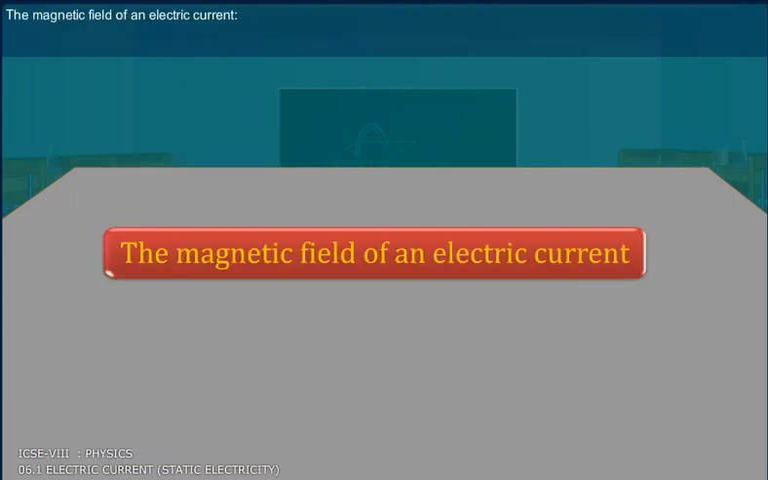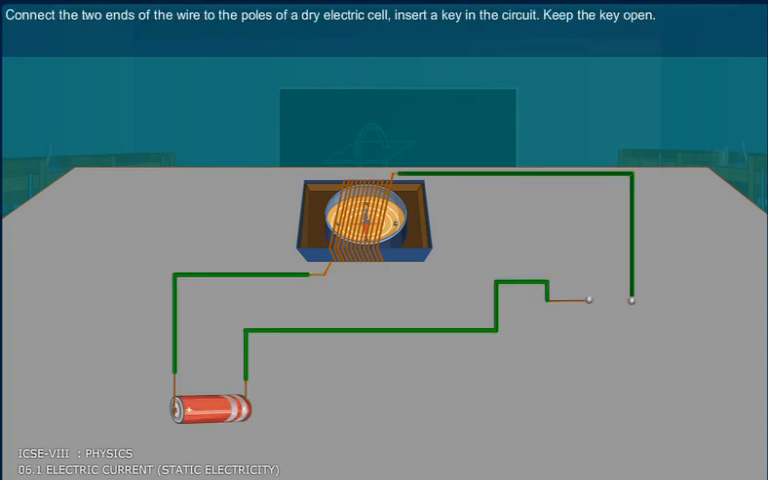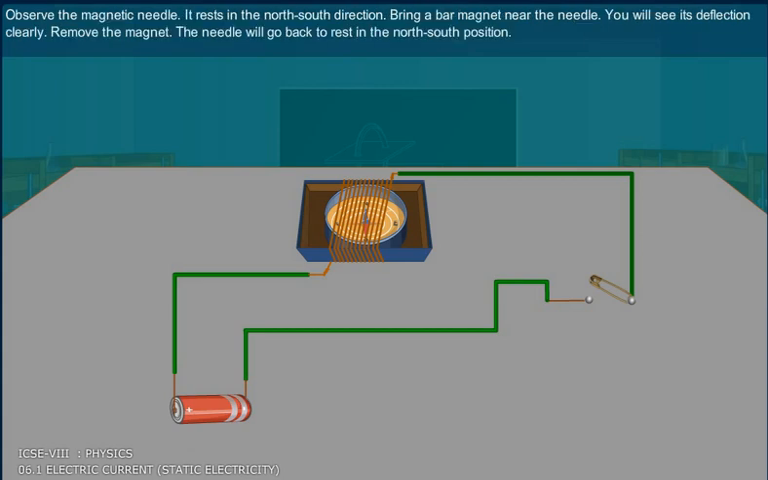The magnetic field of an electric current. Activity. Take an empty matchbox tray. Place a magnetic needle in it. Wind 3 or 4 turns of copper wire around the tray. Connect the two ends of the wire to the poles of a dry electric cell. Insert a key in the circuit. Keep the key open. Observe the magnetic needle.